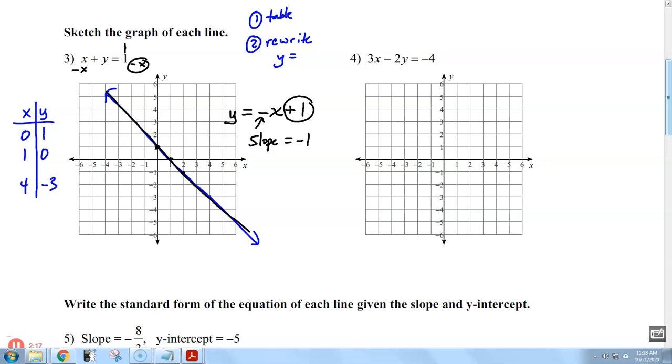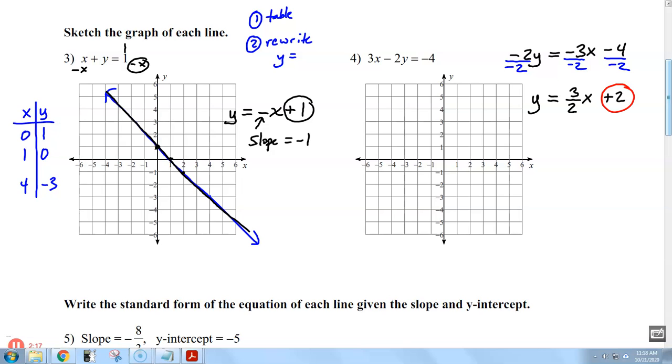Something like number 4, I think a table is going to be much harder to start picking values. So I would immediately go into slope-intercept form. So I'm going to leave the negative 2y where it is, and I'm going to move the 3x over and make it negative 3x. I then have to divide everybody by negative 2. And what shakes out from that is I'll get y equals a negative divided by a negative is a positive. So there's my slope. And negative 4 divided by negative 2 is a plus 2.